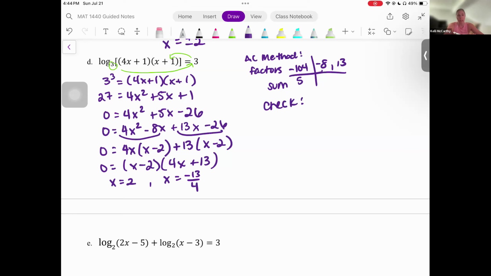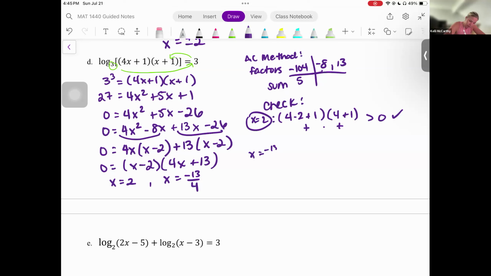Now, when we check, we only actually have one argument. It's that big product. You can choose to use the factored form or the expanded form. I'm going to use the factored form, though. So I've got 4 times 2 plus 1 times 2 plus 1. Well, this is a positive times a positive, which is going to be positive. So that first value of x equals 2 works.